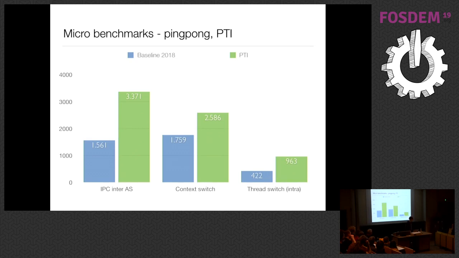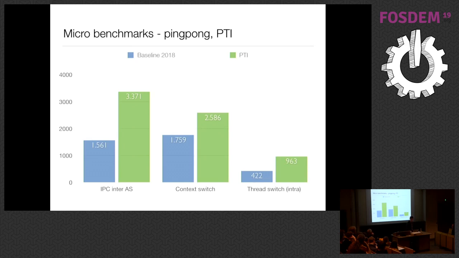Here we can see that IPC performance dropped quite dramatically, by 54% basically. That's more than double the time compared to before page table isolation. Also the context switch suffered 30%, and thread switching 57%. So that's quite a huge overhead.